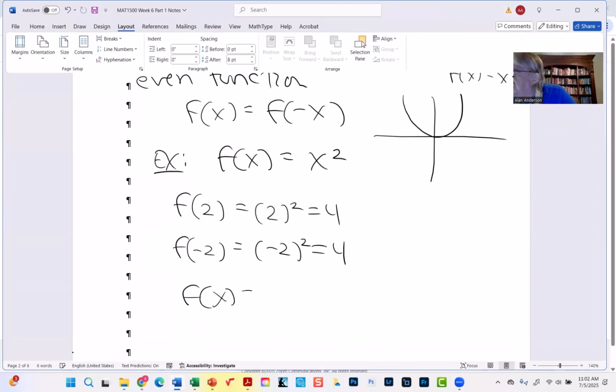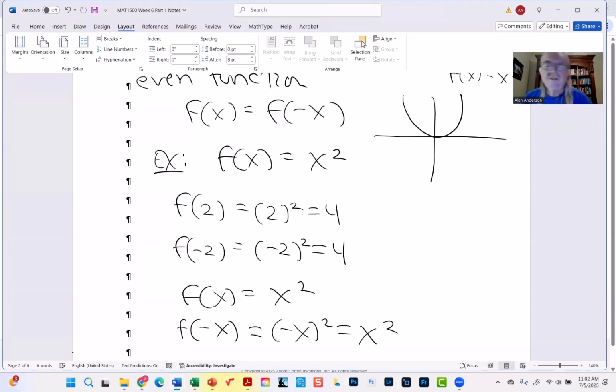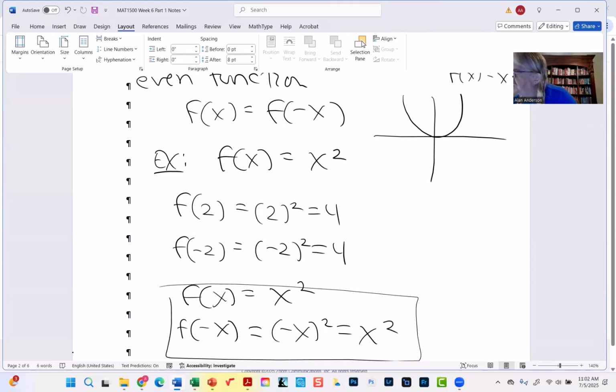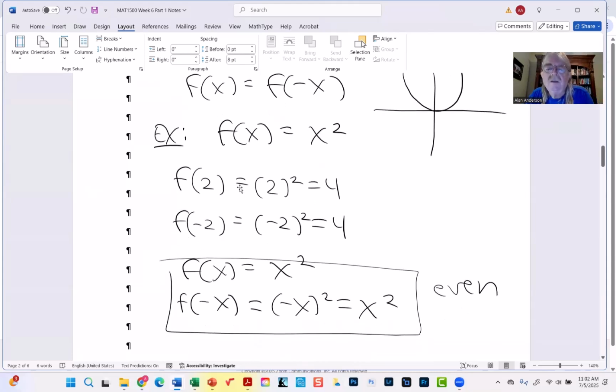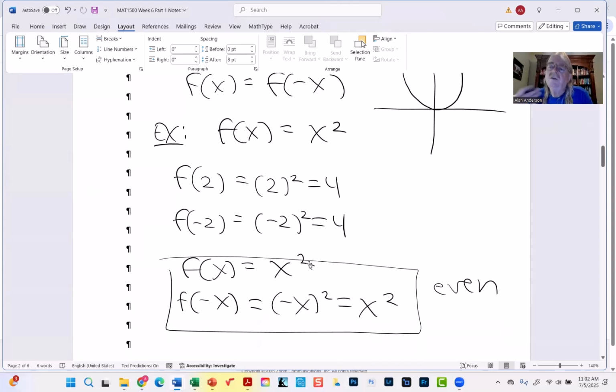If you write the function as x squared, f of negative x, no matter what it is, is going to be negative x squared, or x squared. And so this right here is our proof that this function is even. The one we did here with the 2 is just a specific example. That doesn't prove that it holds for all cases, but this does. This is how we prove that no matter what x is, as long as it's in the domain of this function, f of x equals f of negative x, which means that this is an even function.